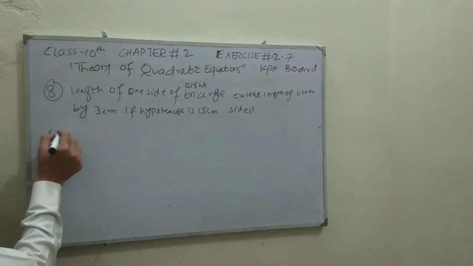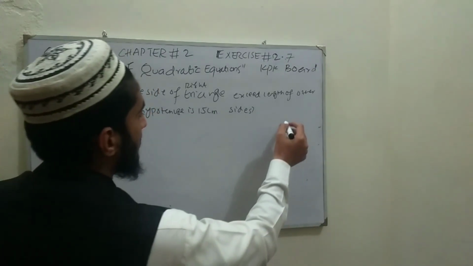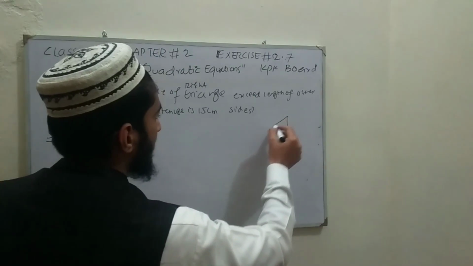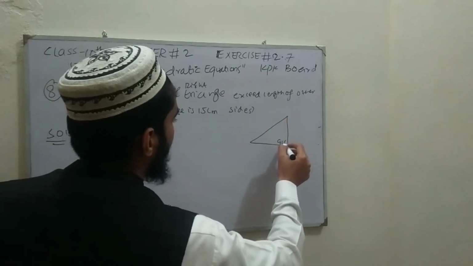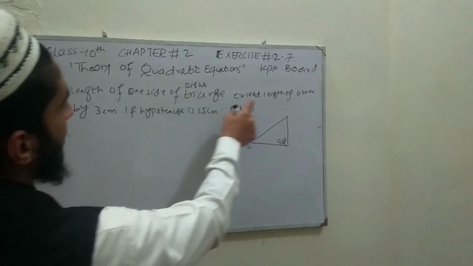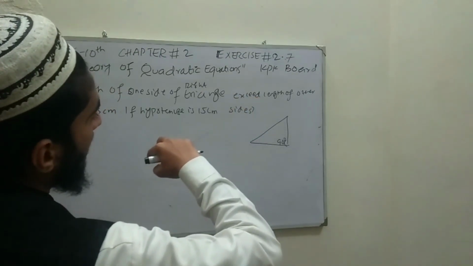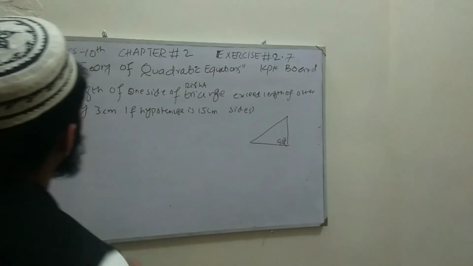Solution. Triangle is a right triangle. So first we are going to draw a right angle triangle. Let's suppose this is a right angle triangle which is making angle 90 here. That is, the length of one side of a right triangle exceeds the length of the other by 3 cm. Exceed means that the length of the other side is increased by 3 cm.